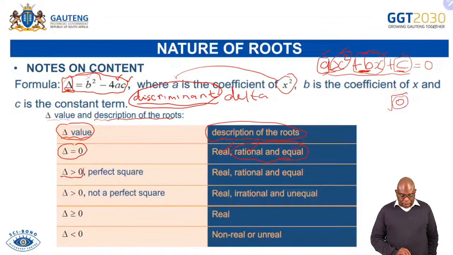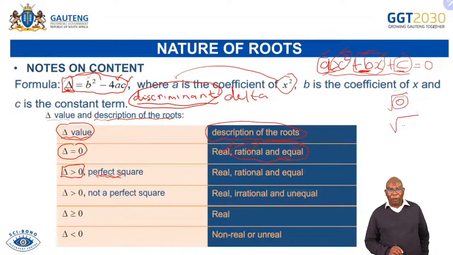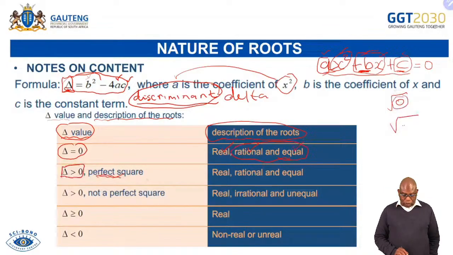Now, when delta is greater than 0 and it's a perfect square, what does this mean? It means that what is inside the square root is greater than 0, the value is bigger than 0, and it is also a perfect square. What do you know about perfect squares? Those numbers like 1, where we can get the square root. 1 is a perfect square. Why? We can get the square root of 1.